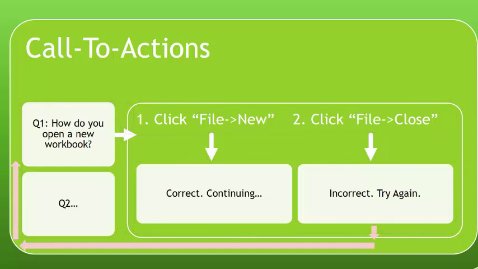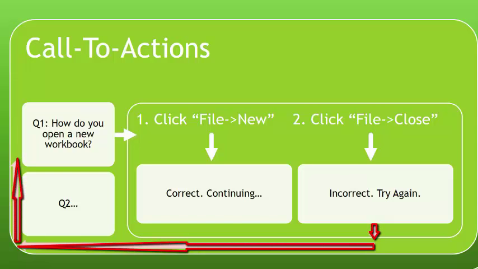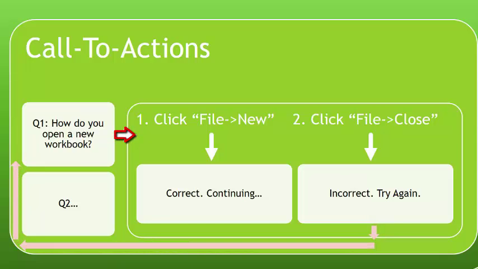So the question will be, how do you open a new workbook? One of the answers will be click File New, and the other answer will be click File Close. If we choose click File New, we get it correct, and then continuing, so that will be the interactive response on the button. If we click the incorrect answer, which is File Close, then up comes an interactive response, incorrect, try again, which will forward us back through to the original question, how do you open a new workbook? And that'll depend on how many repeats you've set up in the system in order to test them.